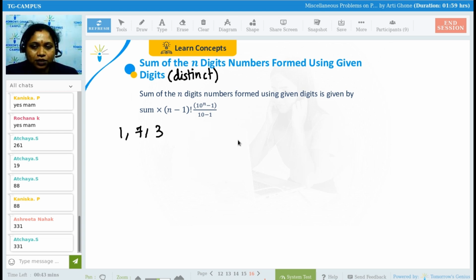What is the sum of n digit numbers formed using the given digits? Means what? 1, 7, 3: starting from the max, we will go to the lowest. Maximum 3 digit numbers will be formed. How many 3 digit numbers will be formed? 173, 137, 317, 713, right? These are all the permutations possible with 3 digits. Then how many 2 digit numbers? 73, 31, 13, then 37, 71, right? These are possible permutations. And how many 1 digit? 1 or 7 or 3, right?